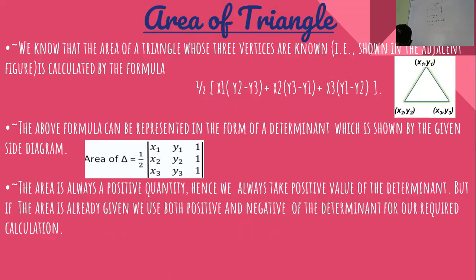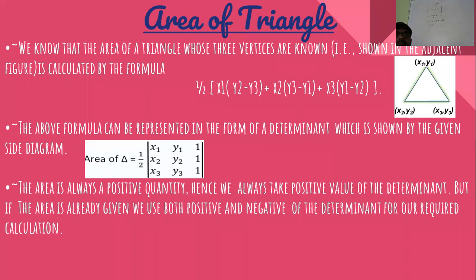We know that the area of a triangle whose three vertices are known, as shown in the adjacent figure, is calculated by the formula half times x1 times (y2 minus y3) plus x2 times (y3 minus y1) plus x3 times (y1 minus y2). In the adjacent figure, we have shown a triangle whose three vertices are x1, y1, x2, y2, and x3, y3.